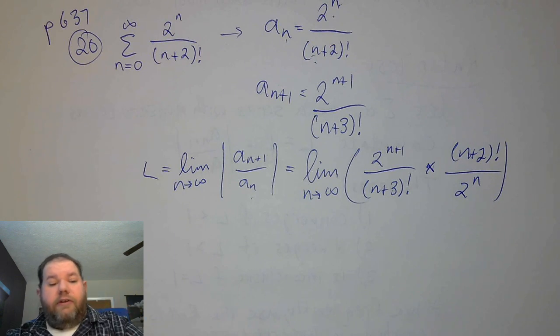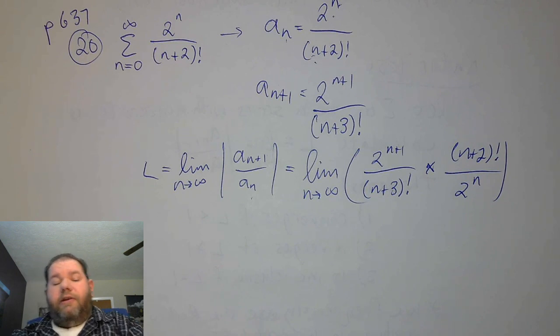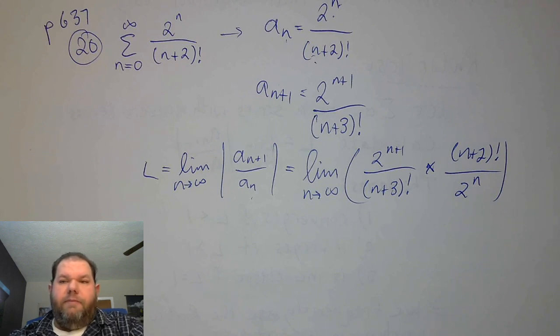Now, the reason that the ratio test works here is because of the way that our terms simplify. Anytime we have exponential and factorial terms, we can simplify these quite a bit. We can't really simplify the polynomial terms, but we know what to expect with polynomial terms as far as their convergence or divergence, as far as the limit goes, basically.